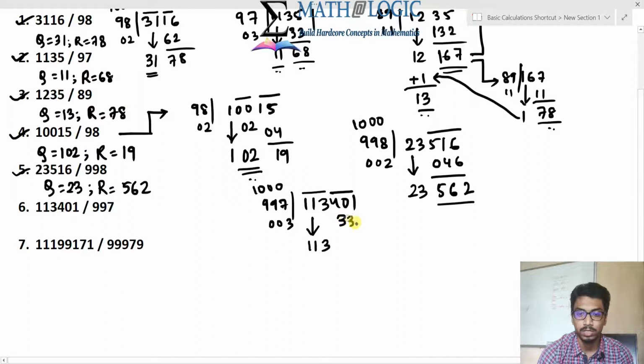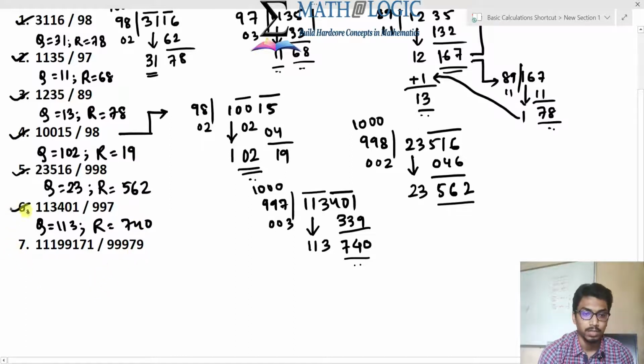It is 339 at this part. 9 plus 1 it is 10, carry 1. 3 plus 1 it is 4. 4 plus 3 it is 7. So that means in this case the quotient is 113, and what is the remainder? The remainder is 740. Clear?